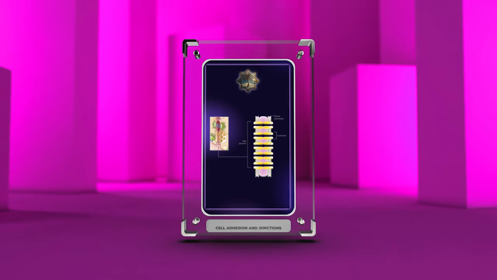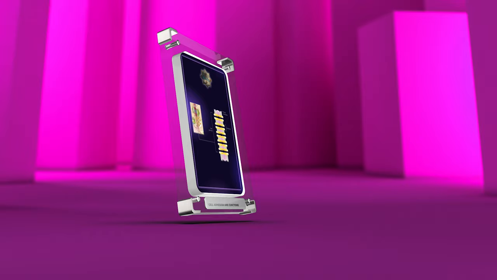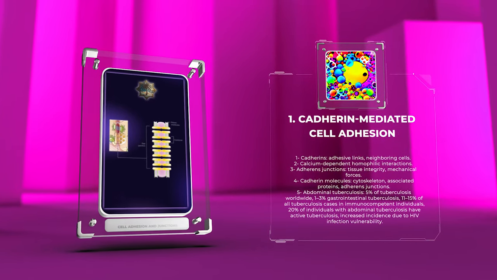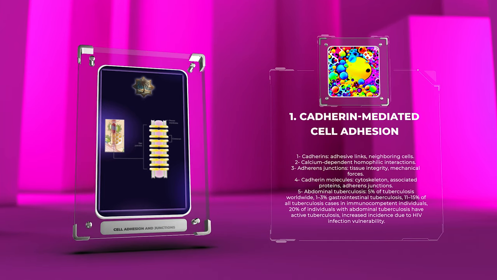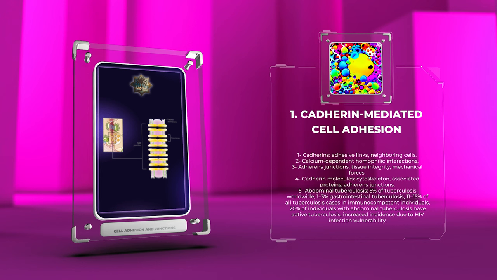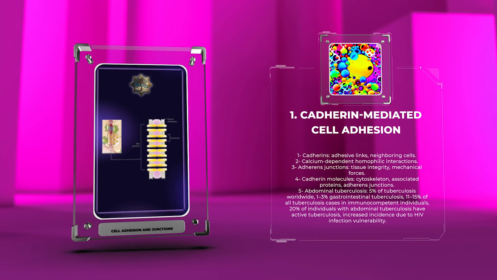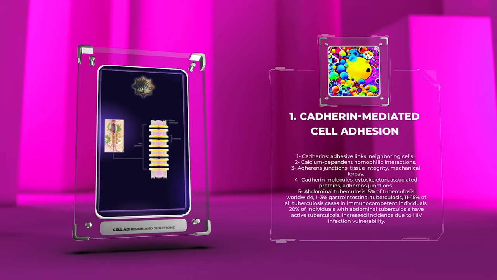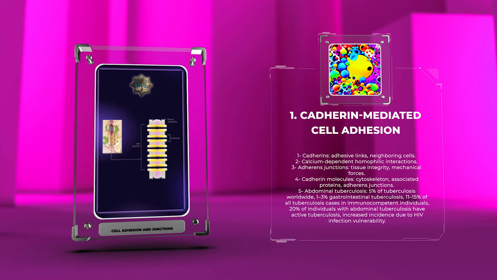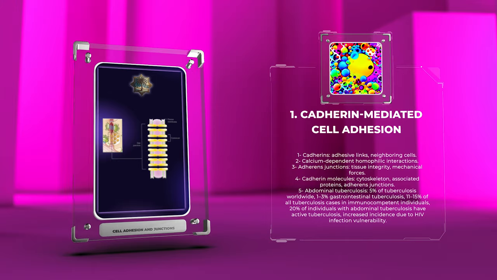So, let's dive in. Cadherins are transmembrane proteins that serve as the adhesive links between neighboring cells. These proteins form calcium-dependent homophilic interactions, creating strong connections. Cadherin molecules interact with the cytoskeleton via associated proteins, such as catenins, leading to the formation of adherens junctions. Adherens junctions contribute to tissue integrity and allow cells to transmit mechanical forces.